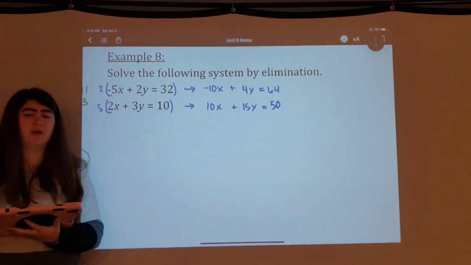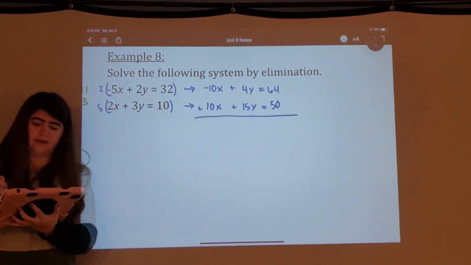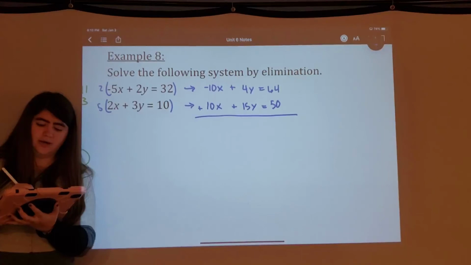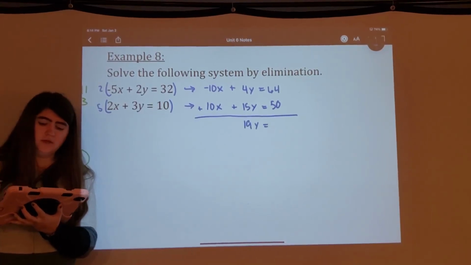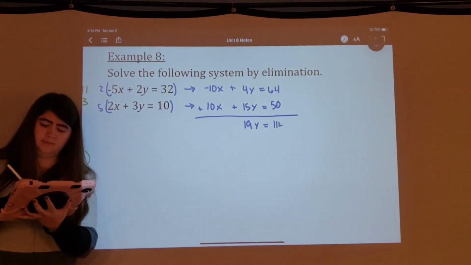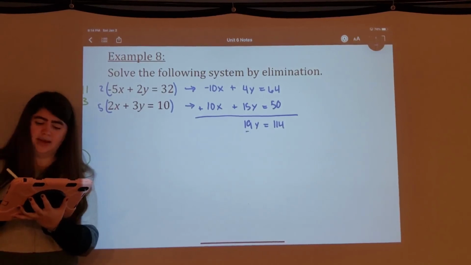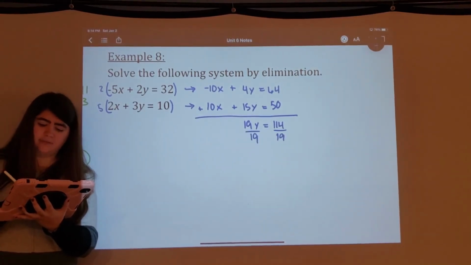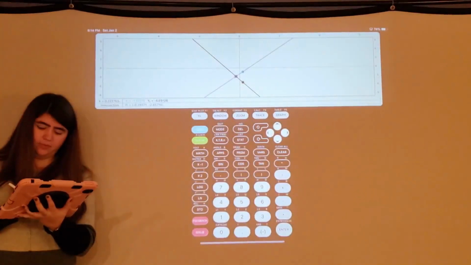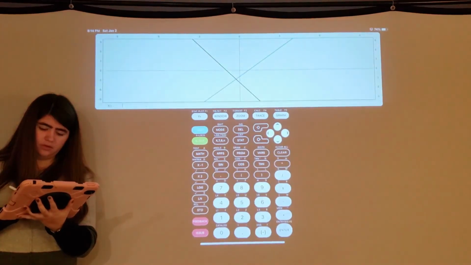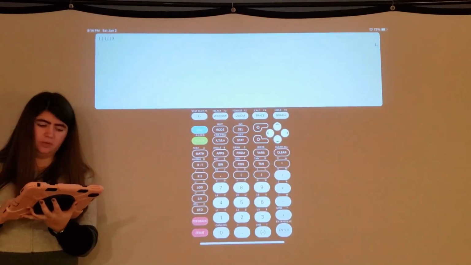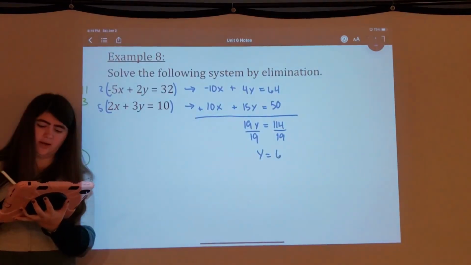Now I'm going to take those and add those together. So I have negative 10x plus 10x, those cancel. 4y plus 15y is equal to 19y. 64 plus 50 is equal to 114. So now I need to divide out 19 on both sides, and that gives me that y is equal to, we're going to check that, 114 divided by 19, which is equal to 6. So y is equal to 6.